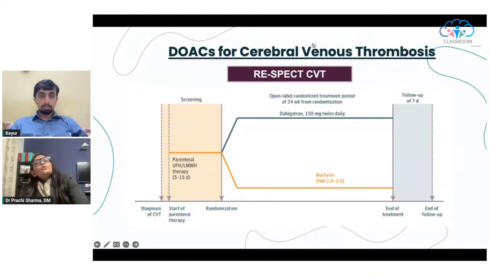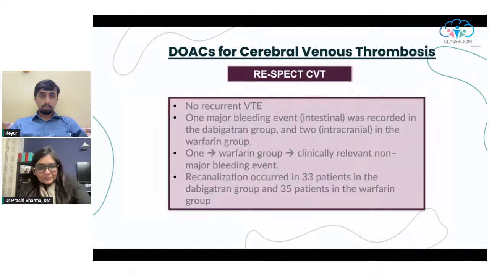So next is the newer oral anticoagulants or the directly acting oral anticoagulants in comparison with warfarin. So the evidence for these comes from two large trials. First is the RESPECT CVT and second is the ACTION CVT. So for RESPECT CVT, patients received parenteral heparin for 5 to 15 days, after which they were randomized either to receive dabigatran 150 mg BD or warfarin based on the INR targets. This was continued, and then the patients were followed up for 6 months.